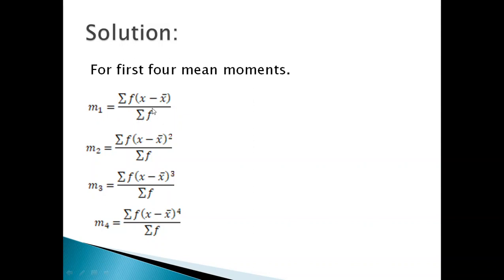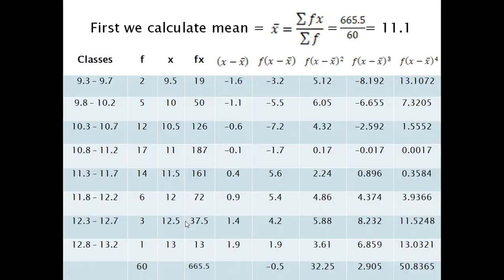Now you are familiar with this sign, summation, which means sum. I have told you before that whenever this summation is put with any formula, it means that you have to add the values of frequency and the values of this term. Now for the second mean moment, the formula will be the same, but the power will be square, for the third moment the power will be cubed, and for the fourth moment the power will be 4, and the rest of the formula is the same. Now how to calculate them?